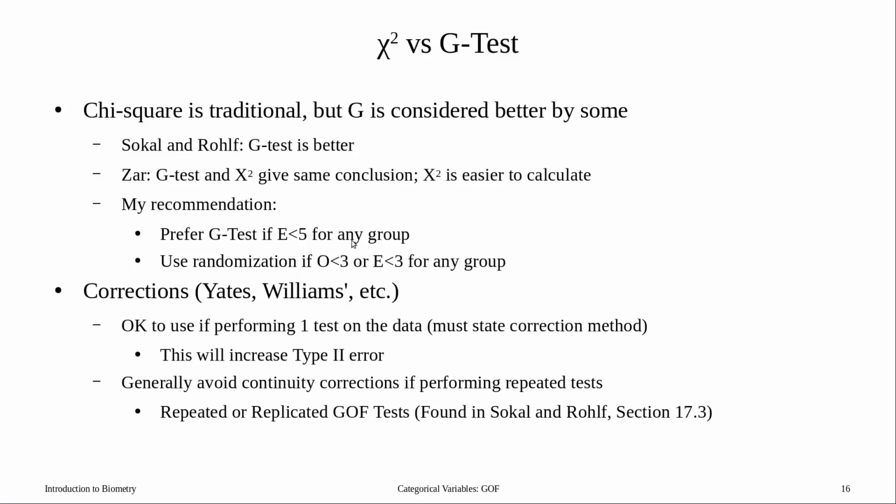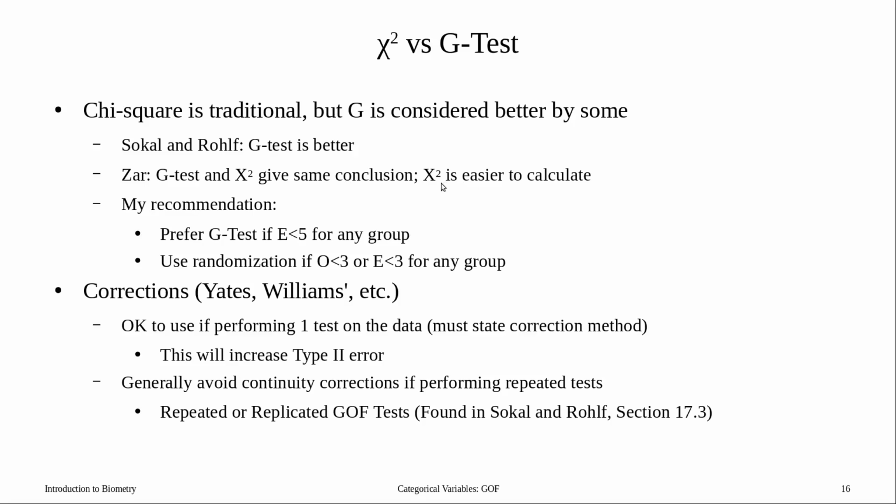So that brings us to which one should we prefer? Well, the chi-square test is traditional, but the g-test is considered better by some authors. There are two big textbooks in biostatistics out there. There's one by Sokal and Rohlf called Biometry. In their book, they suggest that g-tests are better, and they advocate running a g-test. In the other book, by Zar, called Biostatistical Analysis, he says that g-tests and chi-square give the same conclusion, and I agree. They do when we have large expected values, in which case, go ahead and do the chi-square test. It's easier to calculate. You can do it by hand.